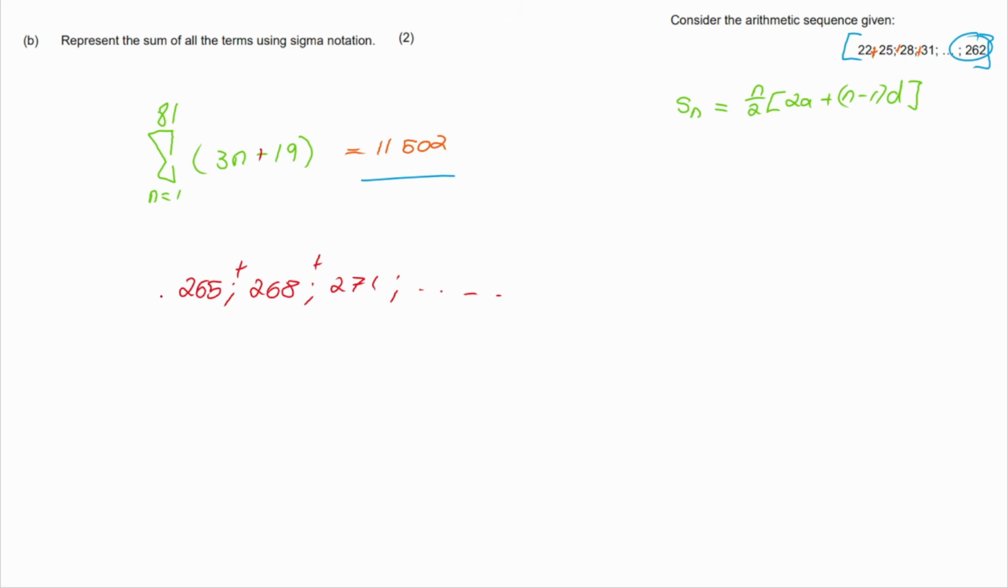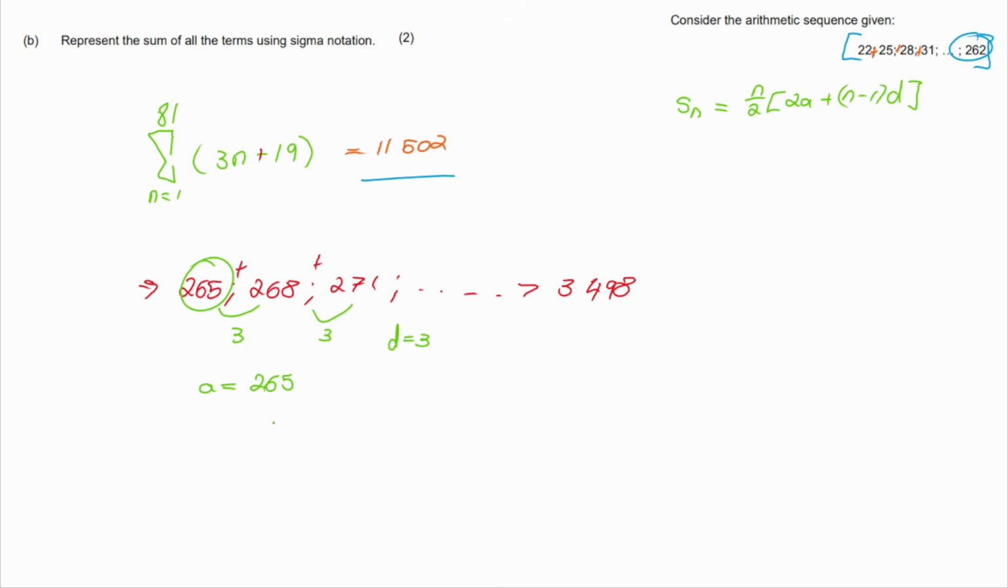Okay, so the sum of these terms has to be more than 3,498. Let me work with the sequence that we see over here. What is my difference between these terms? It's still 3, right? So d is still equal to 3. But now be careful, what's my first term? This is my first term.